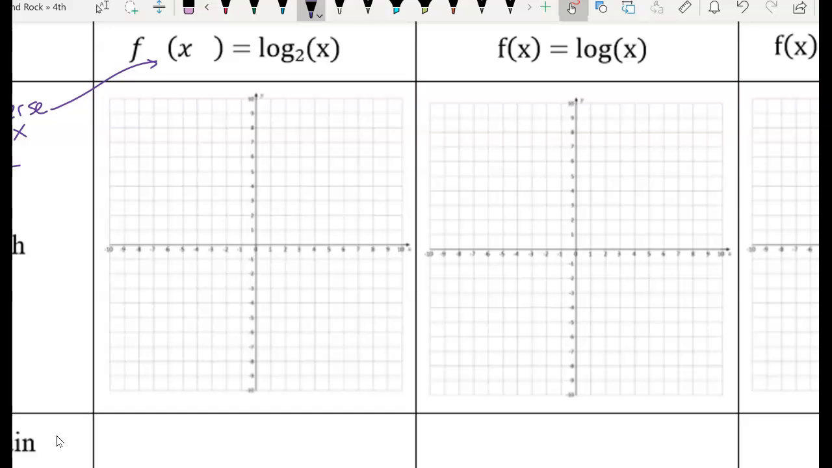Now, let's go ahead and try to do this just knowing what a log does. Remember, log asks the question, what power do we raise 2 to equal x? Now, we know that this has not been moved left or right at all. So where is our asymptote? x equals 0.